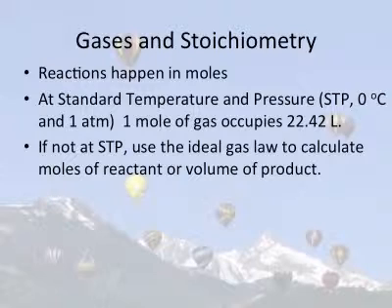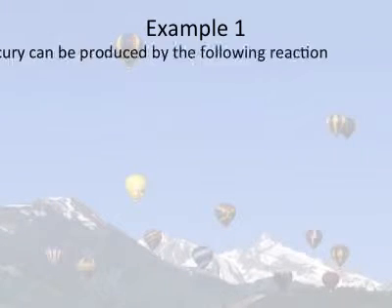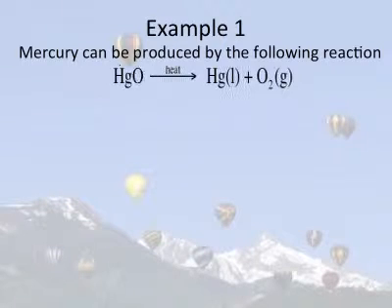So let's do an example problem. It uses PV equals nRT, but we're going to change the conditions around a little bit and see how we go about doing that. So, for example number 1, it says mercury can be produced by the following reaction. We have mercury oxide, and it will yield our liquid mercury, which everyone knows what liquid mercury looks like, and oxygen gas.